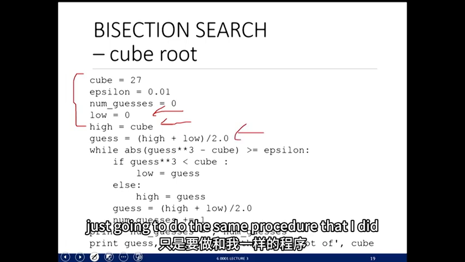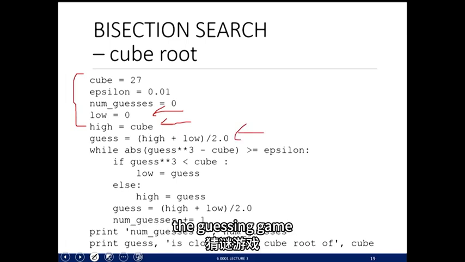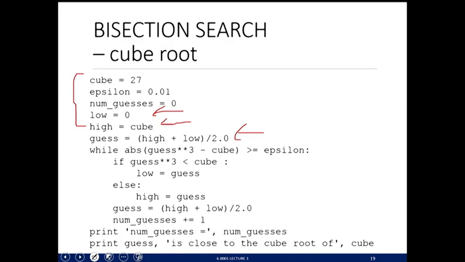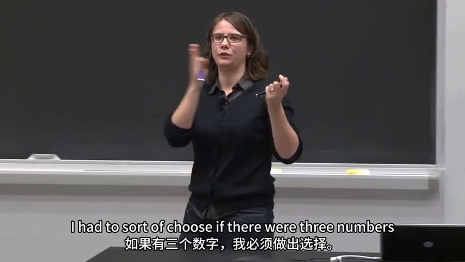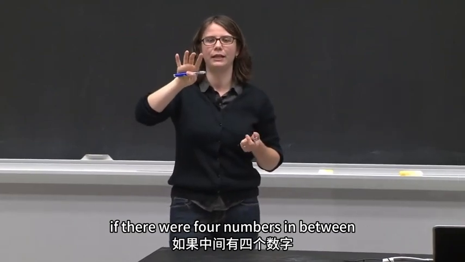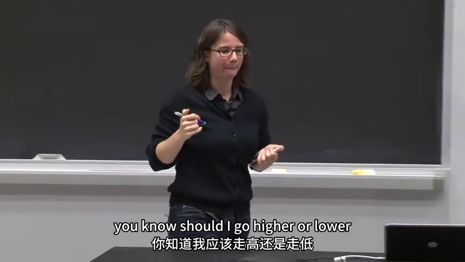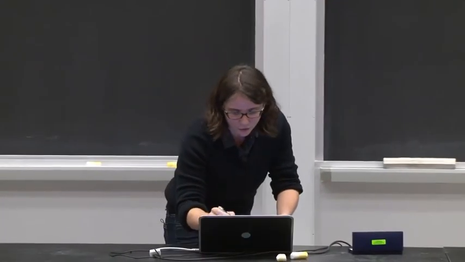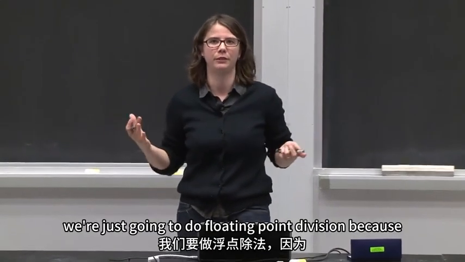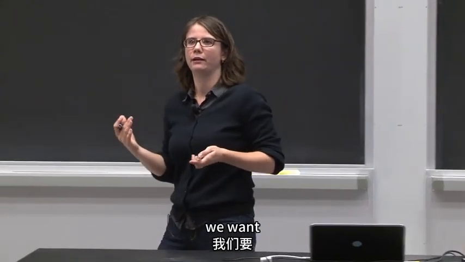Then we do the same procedure as in the guessing game, which is to make my guess halfway in between. In the guessing game, I had to choose whether to go higher or lower if there were an even number of numbers in between. But with bisection search, we don't care about that. We're just going to do floating point division because we want decimal numbers.